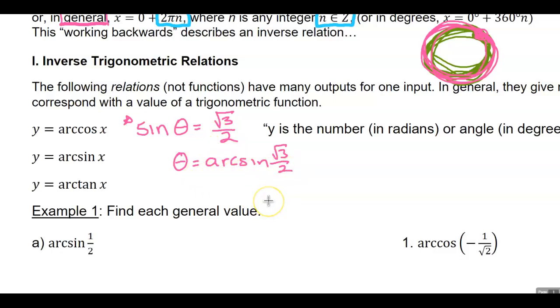It's just a little different, okay? Just a little different. And of course, we're using radians here, everything that we're doing.